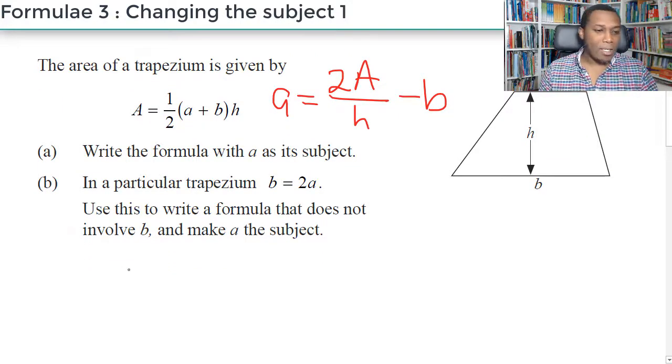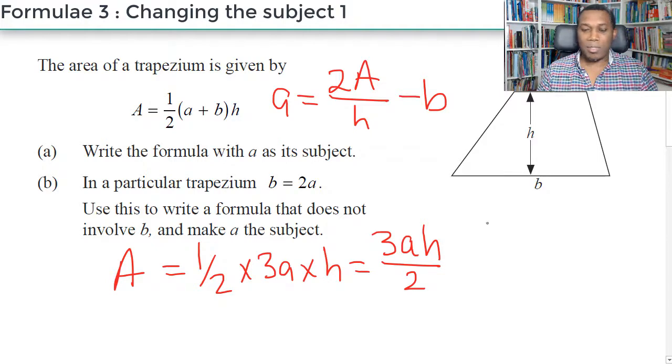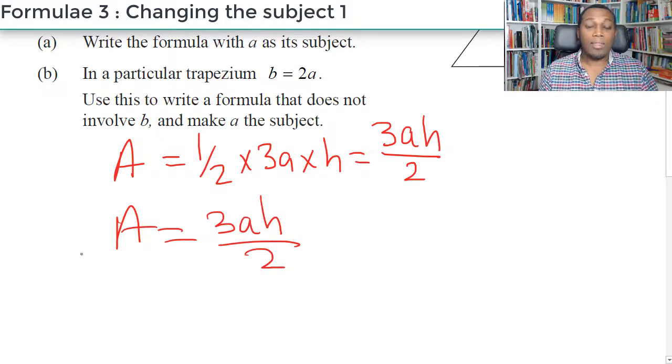So for B, what you're starting off with is that A is equal to half times 3A times H, which is equal to 3AH on 2. So just to make it really clear, A is equal to 3AH on 2. And then if I rearrange to make small a the subject, this is a really important point: capital letters and small letters can have different values. You can use capital A and small a. They're not the same value.